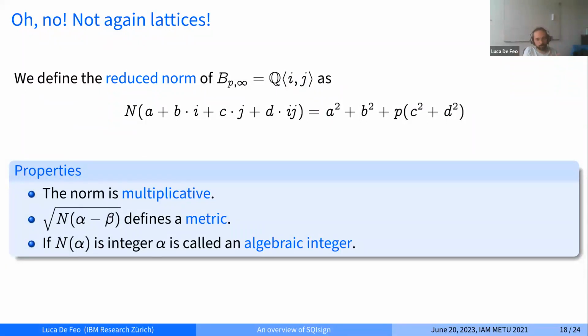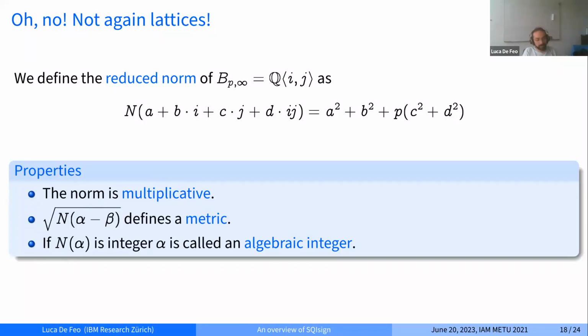So this becomes essentially the formula. If I have a quaternion with coefficients A, B, C, and D, so this is just a vector of 4 rational numbers, A, B, C, and D, then I define its norm as being A squared plus B squared plus P, this P, which is the ramified place for the quaternion algebra, times C squared plus D squared. So this is an algebraic norm. It is a multiplicative function. If you take its square root, it defines a metric, the square root of the difference of 2 quaternions.